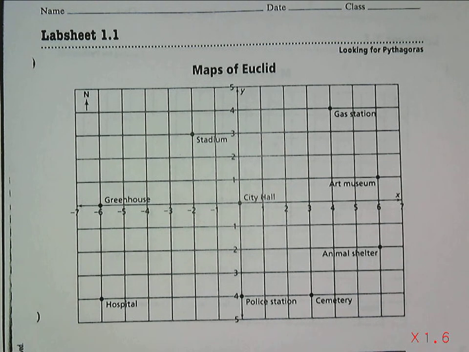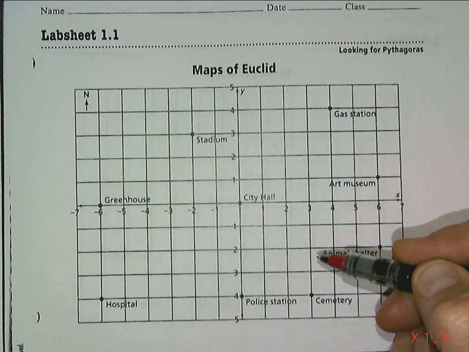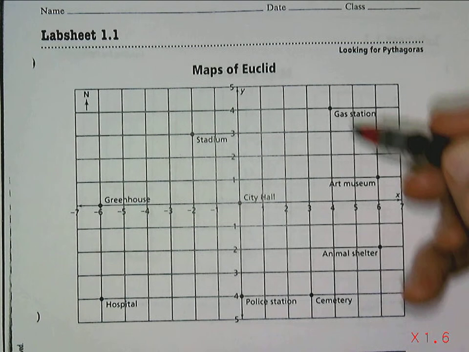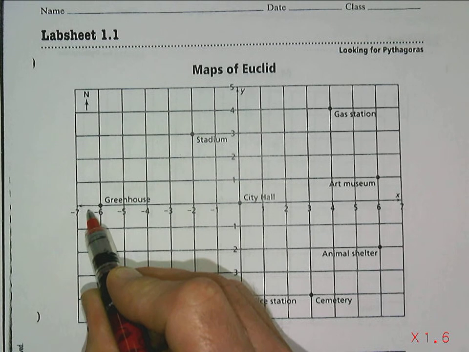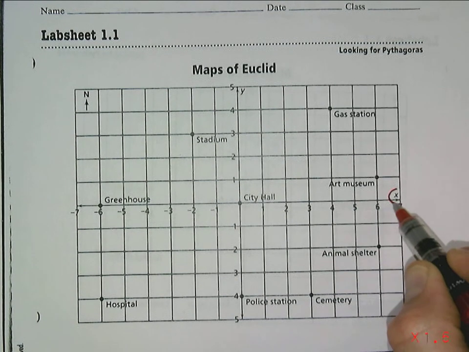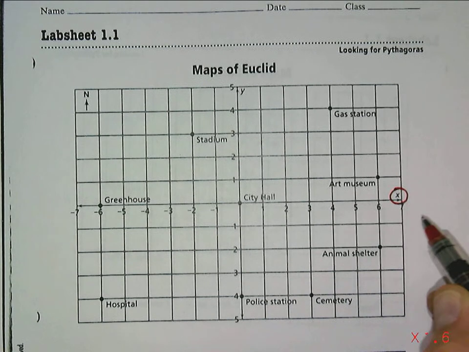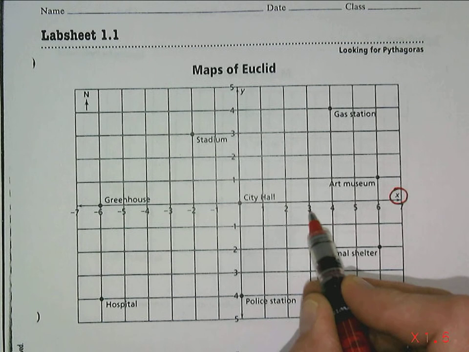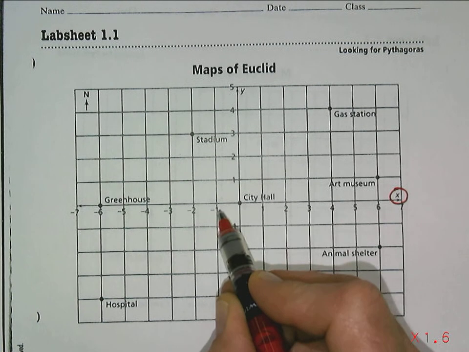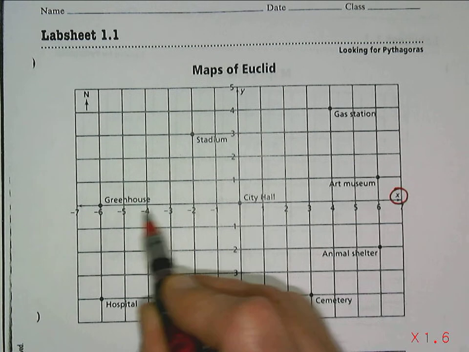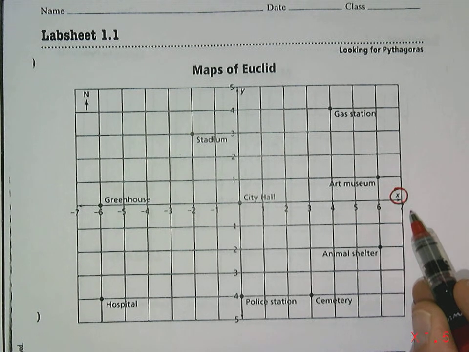So we're going to start with a map of the town of Euclid, and it's laid out on what's called a coordinate plane. And the coordinate plane is basically two number lines. There's a horizontal number line that is called the x-axis. So we have the x-axis with 0, 1, 2, 3, 4, 5, 6, and 0, -1, -2, -3, -4. So we have one horizontal number line.